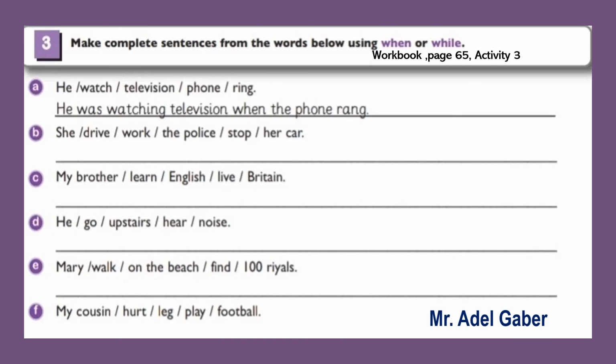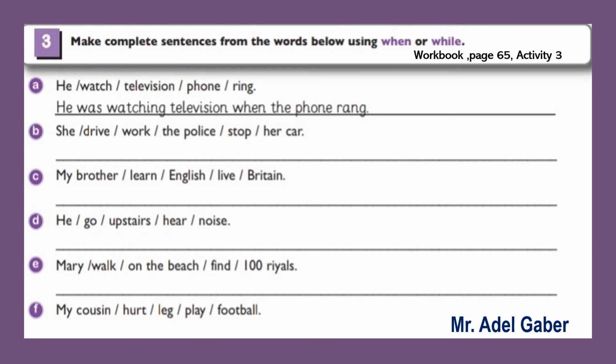Look at your workbook page 65, activity 3. Make complete sentences from the words below using when or while. Number A is done for you. He was watching television when the phone rang. Now, stop this video. You have 5 minutes to do this task. Have you finished? Check your answers.